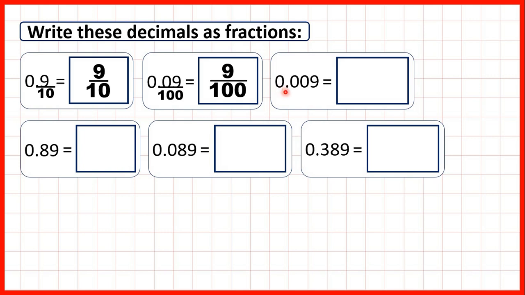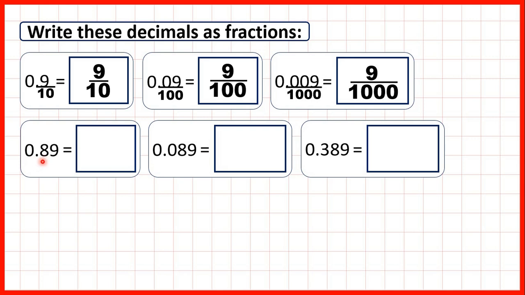Now, for 0.009, we need to remember that we have tenths, then hundredths, then thousandths. So we can draw a line across from the decimal point and write a denominator of 1,000, so 3 zeros, because we have three digits after the decimal point. So that's 9/1,000, because the 9 is in the thousandths place.